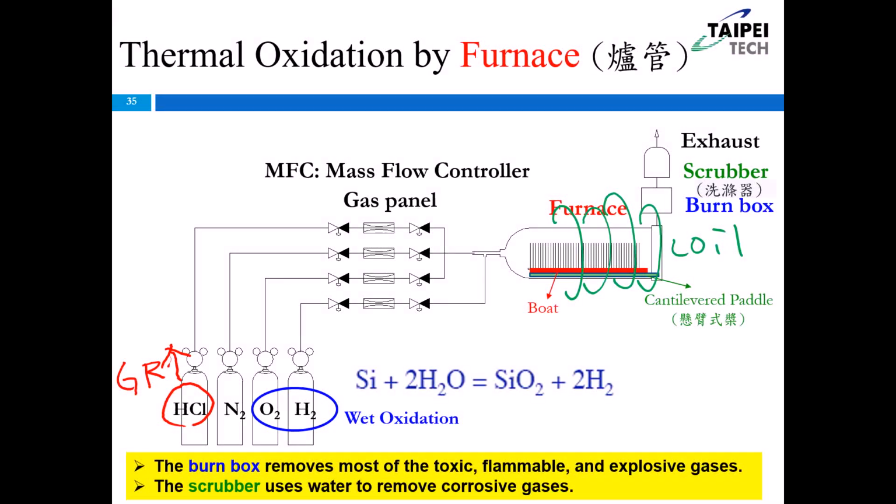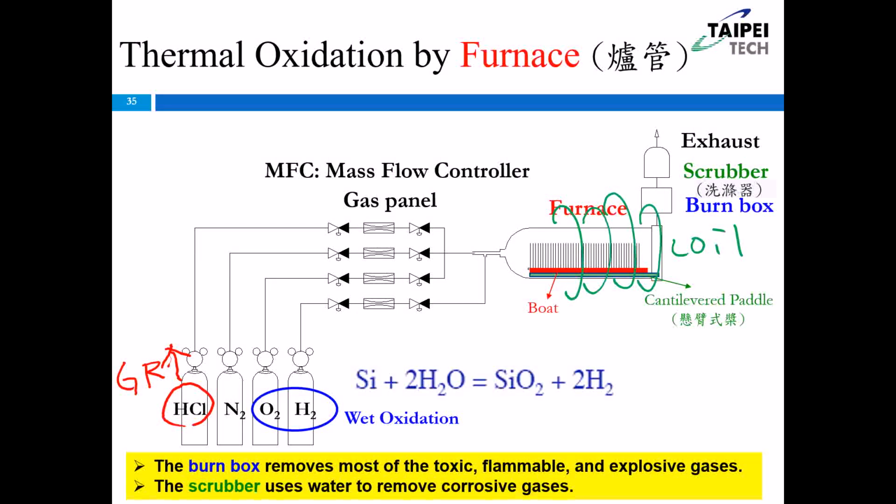If I want to do the wet oxidation, I need to put the oxygen and the hydrogen into the chamber, okay? And in order to improve the growth rate, sometimes we will turn on the HCl in order to increase the growth rate, okay?